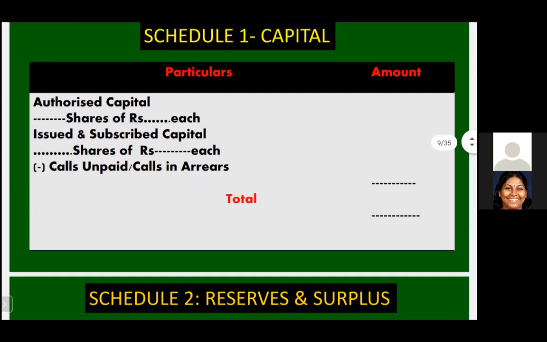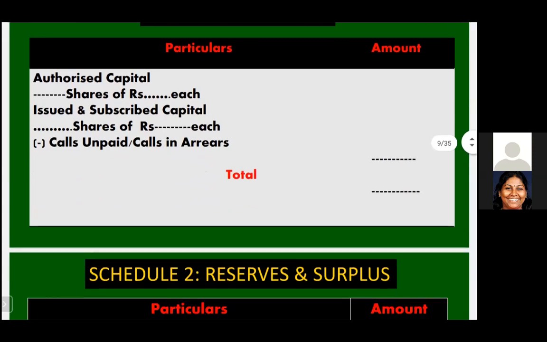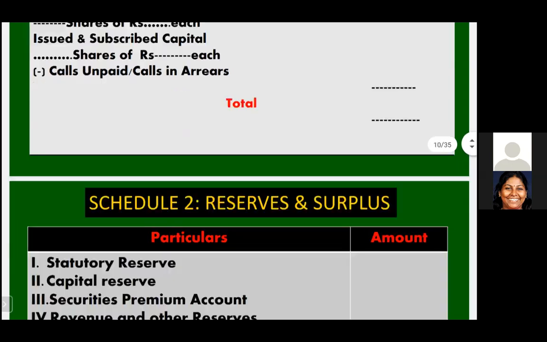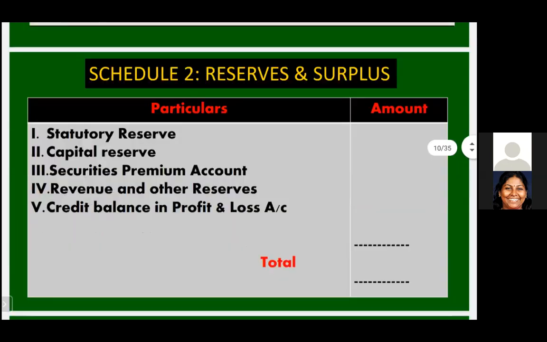Next, schedule 2, reserves and surplus. We need to show statutory reserve, capital reserve, securities premium account, revenue and other reserves, and whatever profit we added in a single account as a category over here. That has to come in schedule 2, reserves and surplus. So this is all about schedule 2, reserves and surplus.